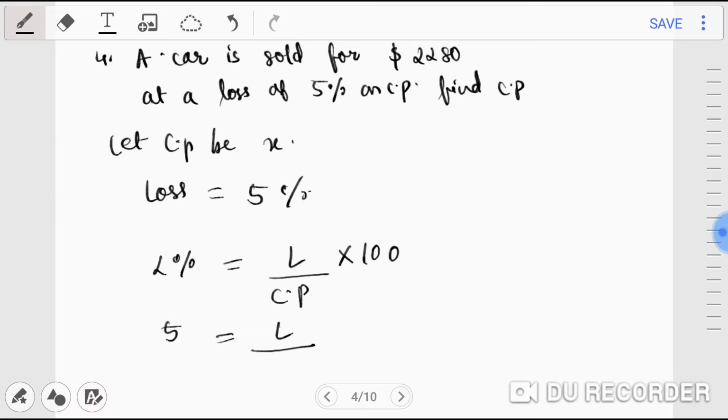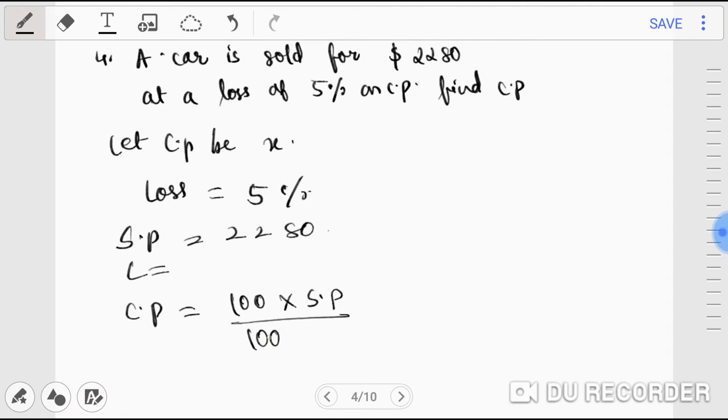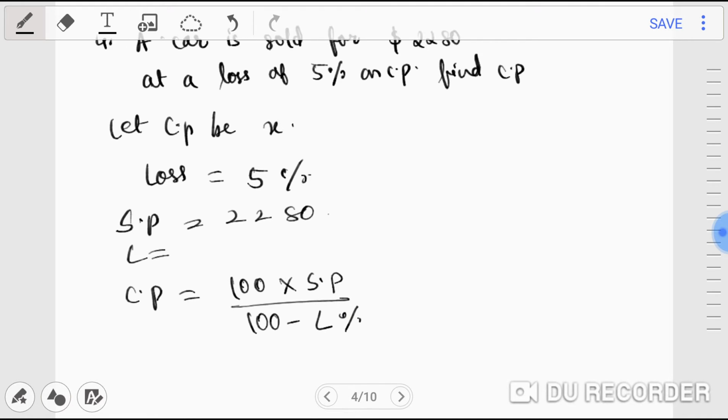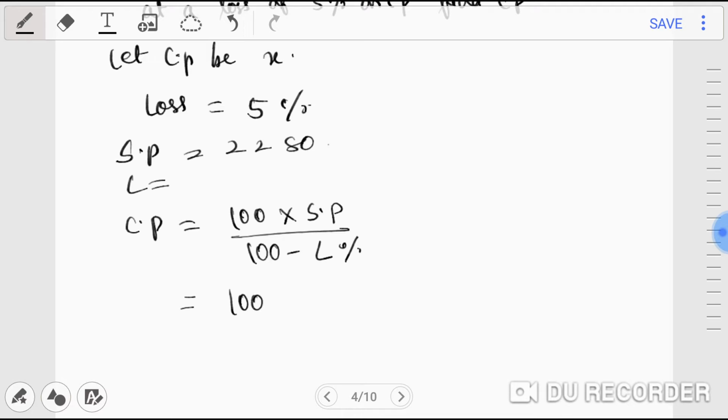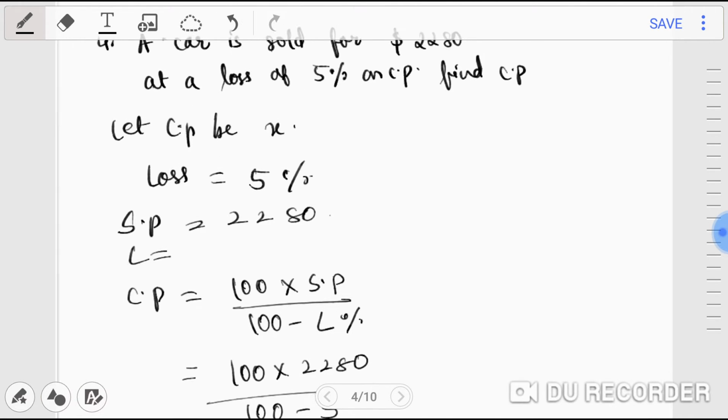Okay. For that we have another formula. When SP is given as 2280 and loss is given, for finding CP we have the formula 100 into SP upon 100 minus loss percent. So you have 100 into 2280 upon 100 minus 5. When you calculate this, my dear kids, you will get the value of the cost price.